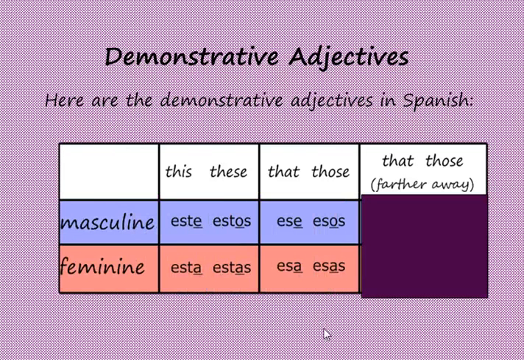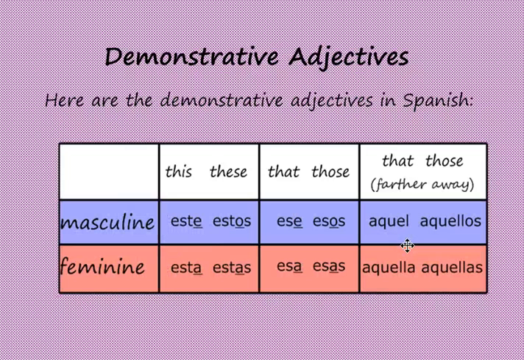That and those are ese, esos, esa, and esas. And then when you're talking about the ones over there, they're physically farther away from us, that would be aquel, aquellos, aquella, aquellas. Okay, make sure you have those copied down in your notes.